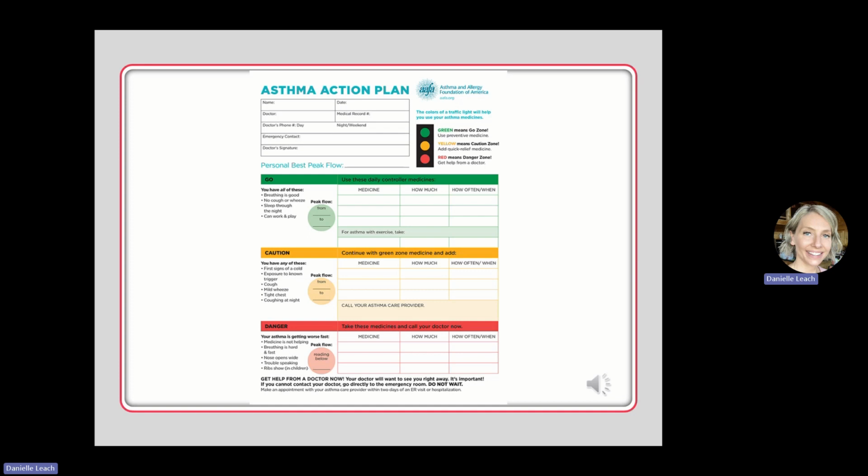So usually they're going to have more severe asthma symptoms. They might have trouble talking, for example. They might be retracting. And also when they blow into their peak flow meter, it's in this red zone. So basically they're not moving air very well at all. So this just helps parents, especially if it's a new asthma diagnosis, and older children as well, know what to do if they're having certain symptoms or if they are getting a certain number on their peak flow meter.